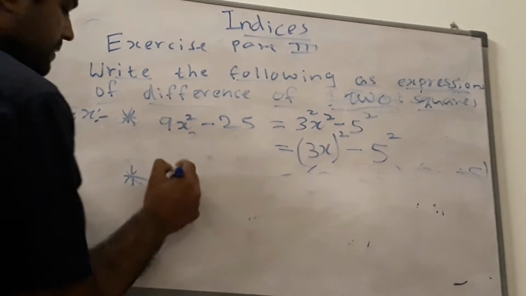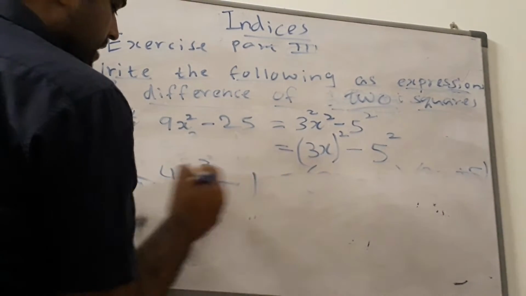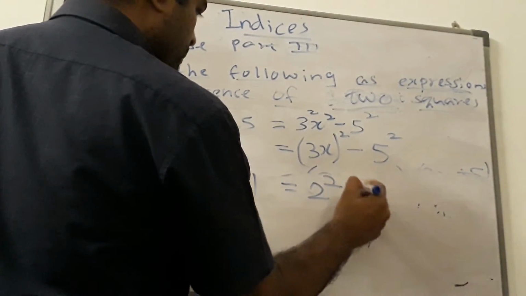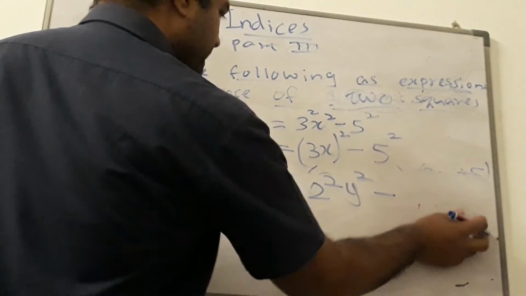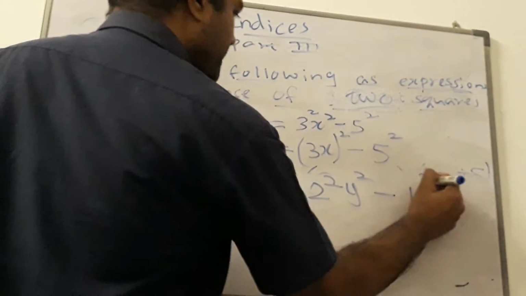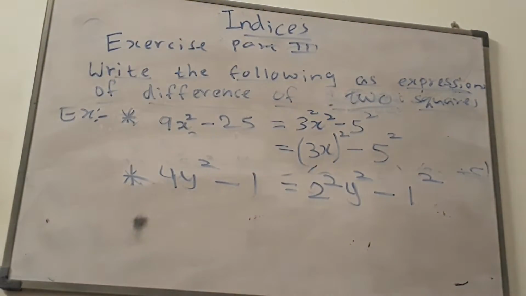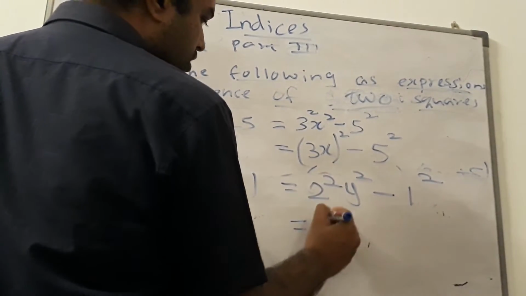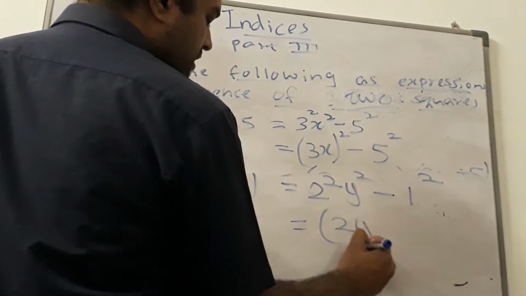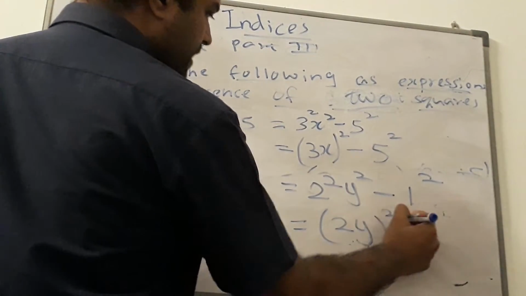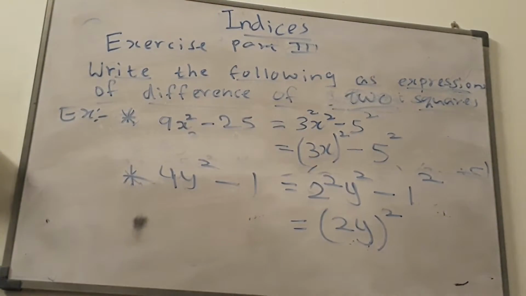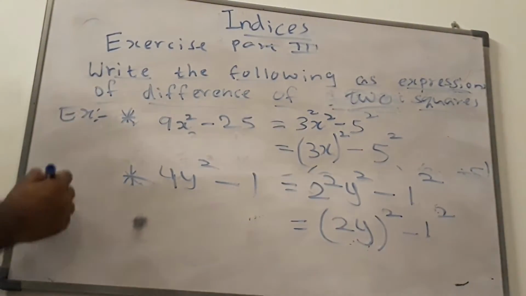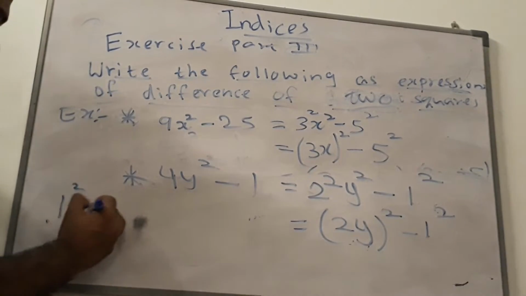4y squared minus 1. 4 can be written like 2 squared, y squared, and minus 1 also can be written like 1 squared. Now this square term of index 2 is common to both 2 and y. So I am going to write 2y within brackets and square outside. 1 also can be written like 1 squared. 1 to the power 1 is equal to 1.